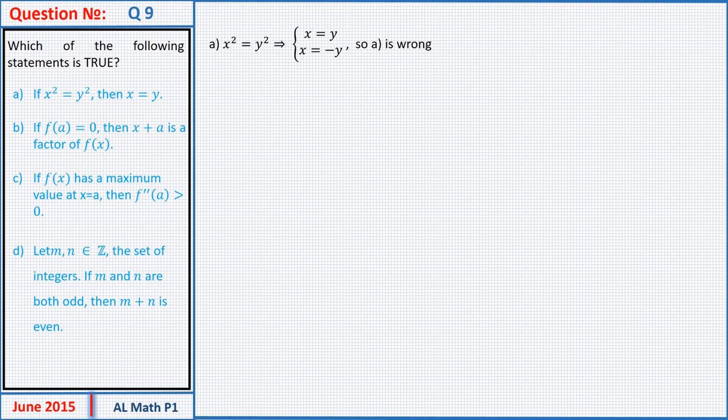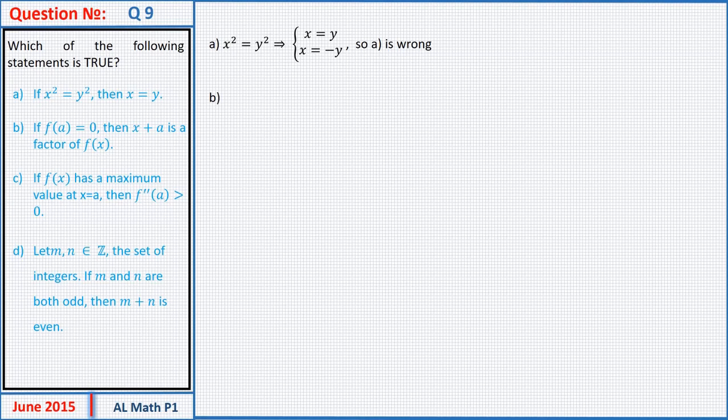If x squared is equal to y squared, that implies that x can either be equal to y or x can be equal to minus y. But here they just say x is equal to y, so it's wrong. It's supposed to give the two cases. Because if you take x is equal to negative 1 and replace, it satisfies the equation. But I've not put that case, so A is wrong.